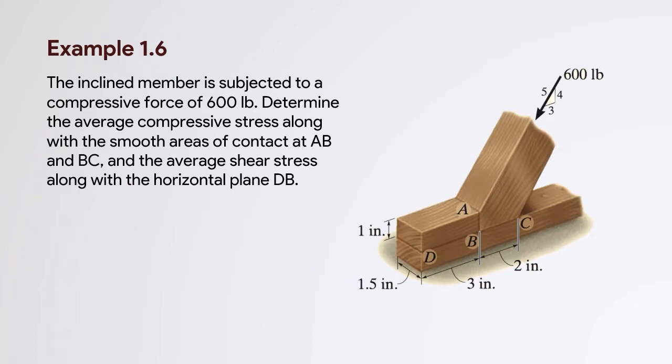Okay? So, that was number 1. Number 2, oh my goodness. Okay, so another problem, number 2. We have this inclined member which is subjected to a compressive force of 600 pounds. We have to determine the average compressive stress along the smooth areas of contact at AB and BC, and also find the average shear stress along the horizontal plane DB.